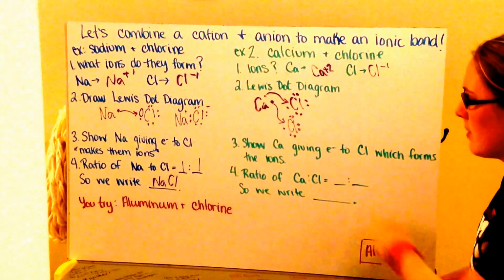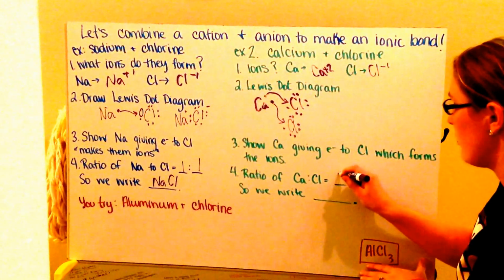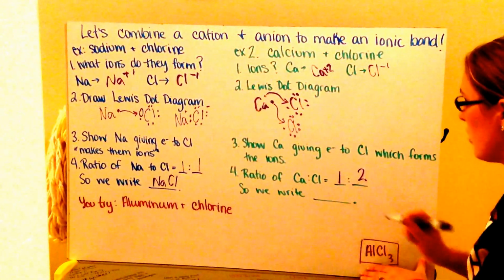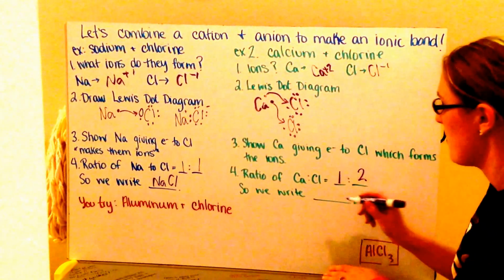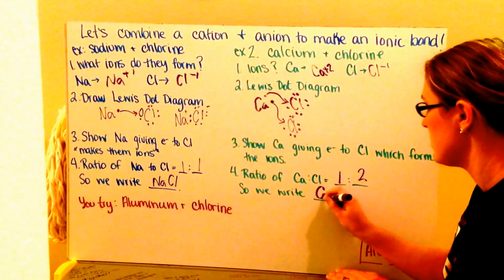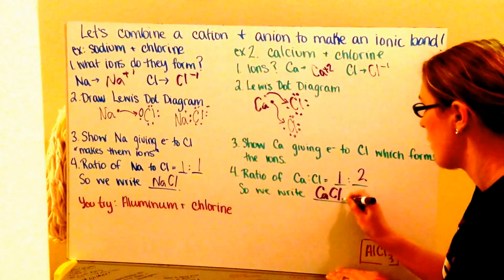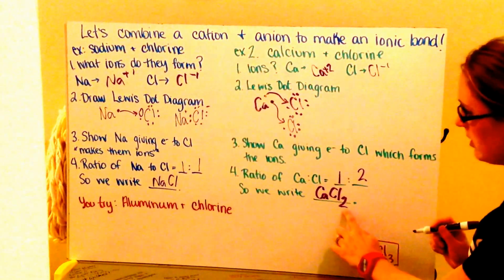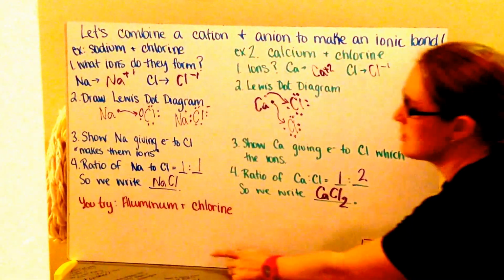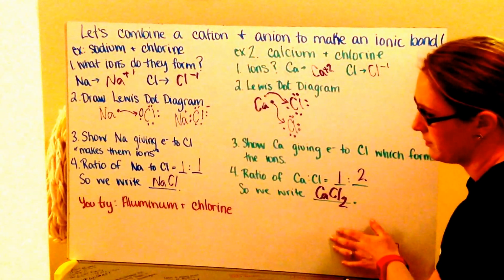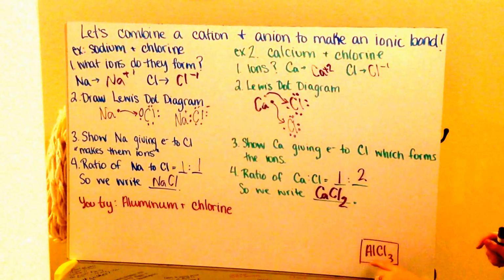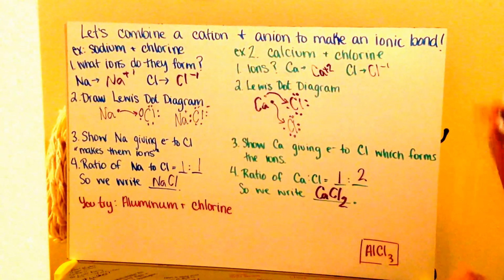I count my number of calciums to chlorines. I have 1 calcium to 2 chlorines, so I put my number of how many I have as subscripts by my elements. So I have calcium chloride, CaCl2. Go ahead and try aluminum plus chlorine. You should get AlCl3.